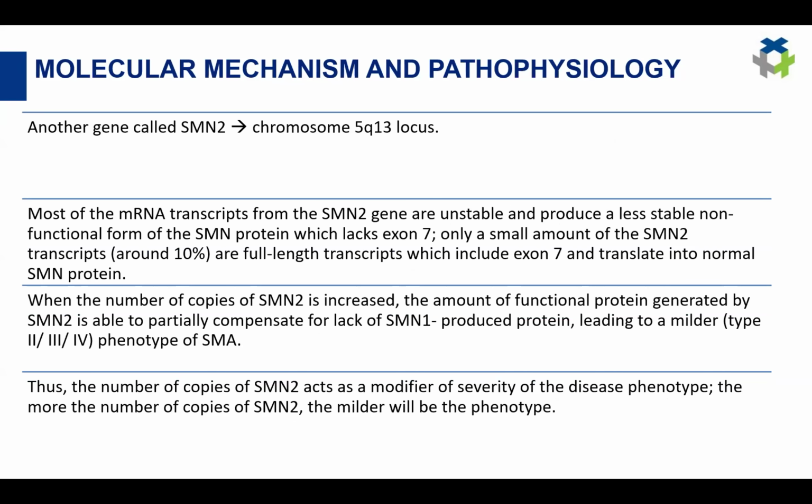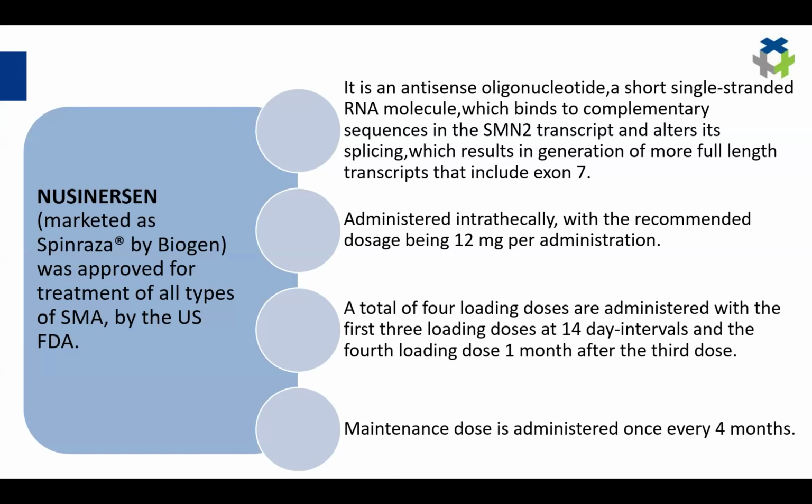So first is nusinersen, which is marketed as Spinraza, which is used for treatment of all types of SMA. It is administered intrathecally, with the dose being 12 mg per administration. A total of 4 loading doses are administered, with the first 3 loading doses at 14 day intervals and the 4th loading dose 1 month after the 3rd dose. The maintenance dose is administered once every 4 months.